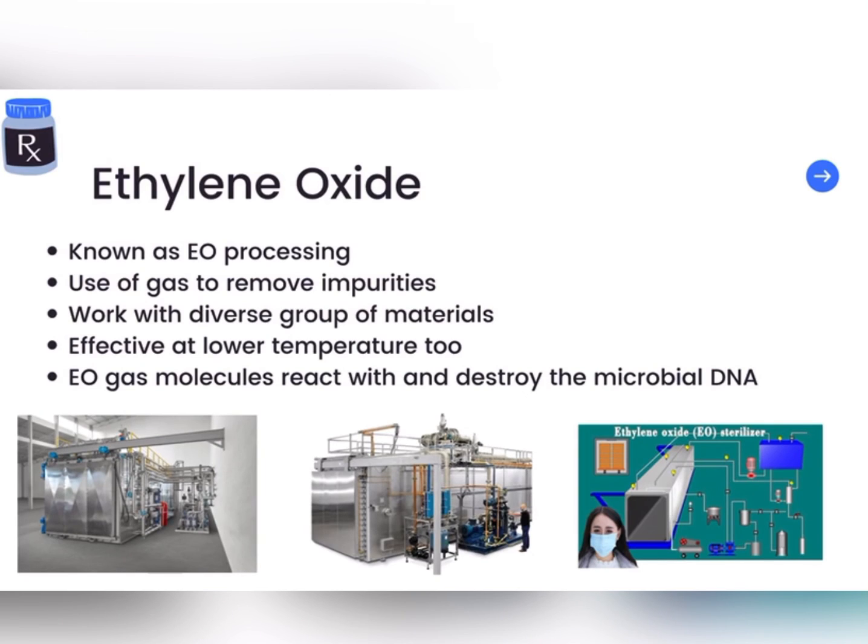So what we're gonna see now is ethylene oxide, known as EO processing. It is use of gas to remove impurities inside the bottle. Then it works with diverse group of materials other than glasses too, and it is effective at lower temperature too. So finally, EO gas molecules react with and destroy the microbial DNA to make sure it is sterilized. So this is an example of ethylene oxide sterilizer machine. It is big because we use it in manufacturing.